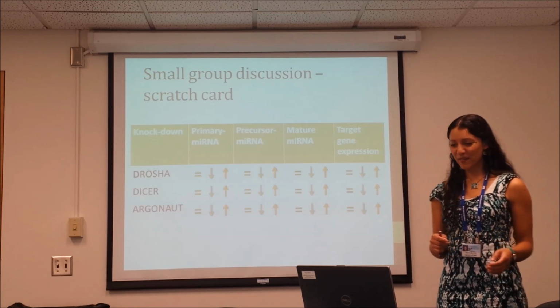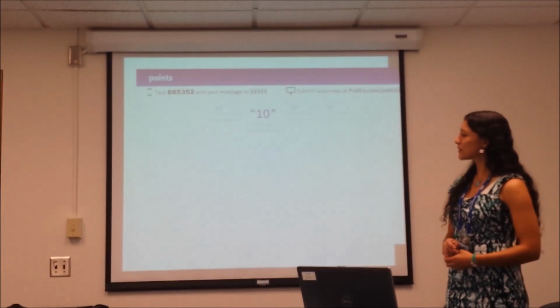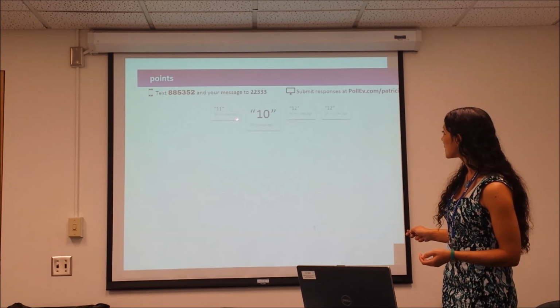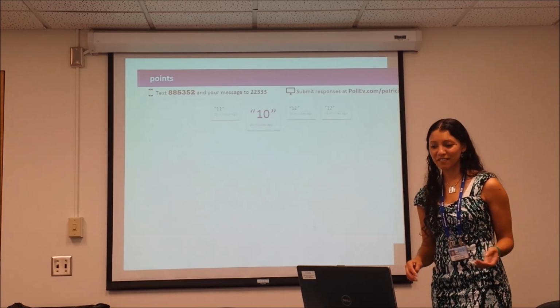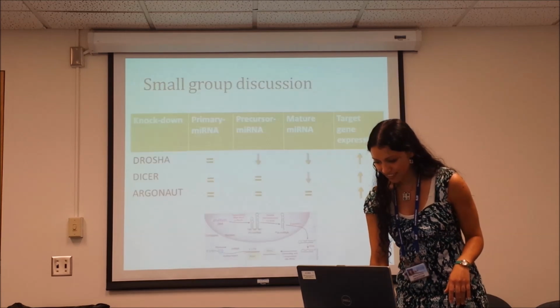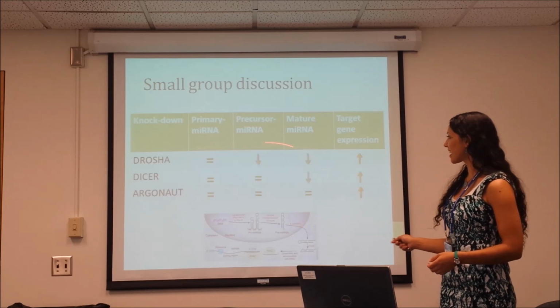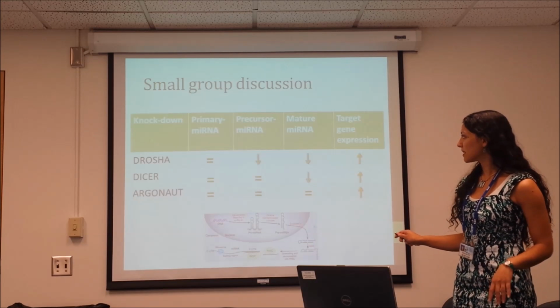Okay, so let's see how we did in the scratching game. Well, the maximum amount of points you could get is 12, and I see there's one group that got 10, one group that got 11, and two groups that got 12. That was great. So let's discuss what we would have expected. So anybody that got this got a 12. So let's think about it for a little bit.